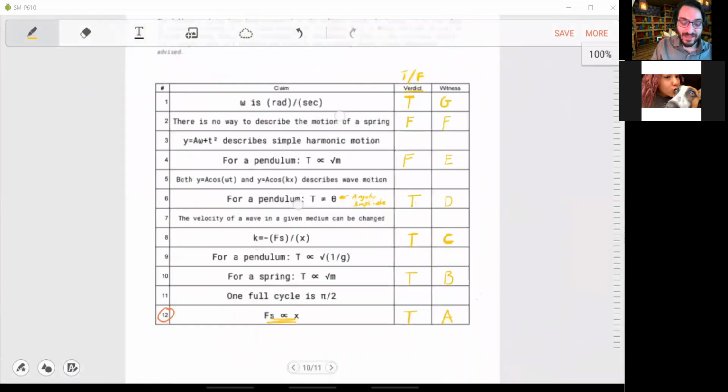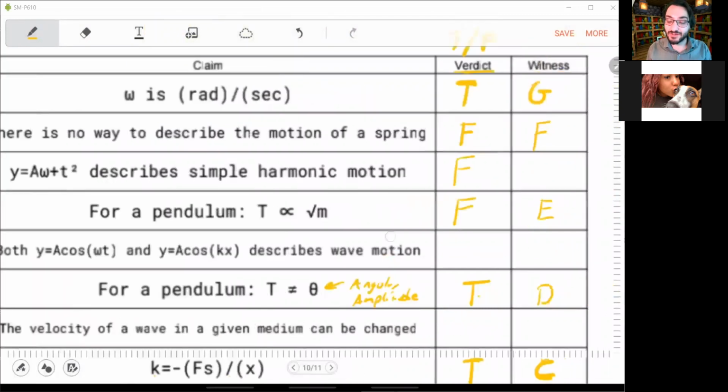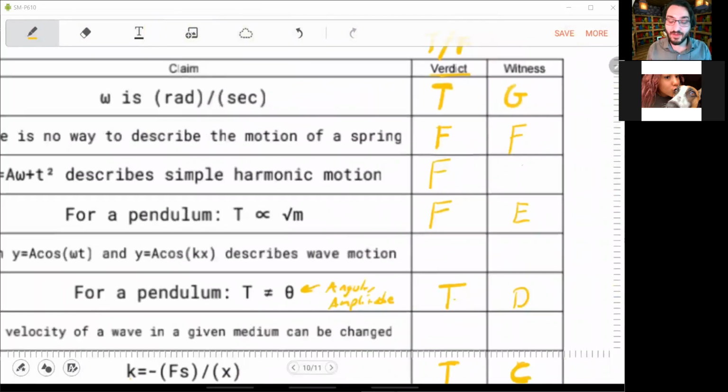So, y is equal to a omega plus t squared describes simple harmonic motion. False. We know that witness A, B, C, D, E, F, G, witness H says otherwise. Witness H says, oh yeah, thank you, Skylar, just about to say it. Witness H says to us that simple harmonic motion is a cosine function.